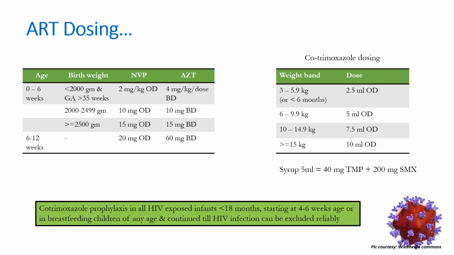And cotrimoxazole prophylaxis is actually recommended in all HIV exposed infants less than 18 months of age, starting at 4 to 6 weeks of age, when the risk of acquisition of pneumocystis jirovecii pneumonia increases, or in breastfeeding children of any age, and is continued till HIV infection has been excluded reliably.